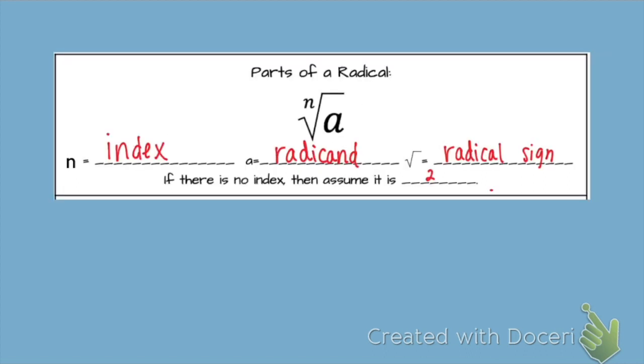Here are some parts of a radical that we need to know. First of all, we call that little n the index. If there is no index written in a problem, then we just know that it's 2. Inside of our radical sign, the a, we call it the radicand. And then, of course, we have the radical sign. That's the little check mark looking symbol that we have going on here.